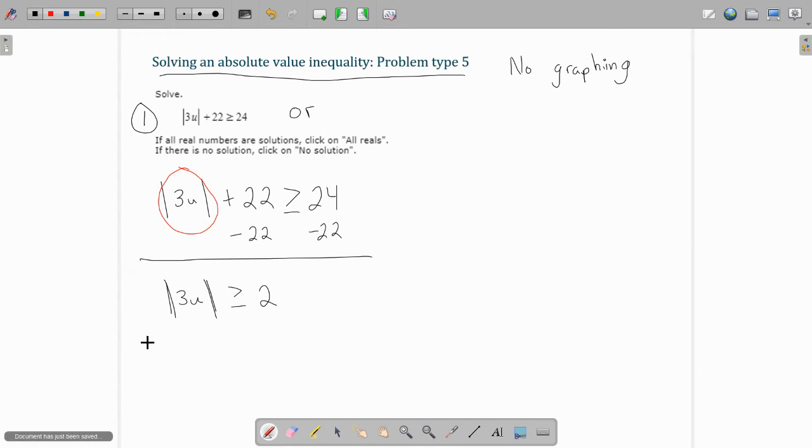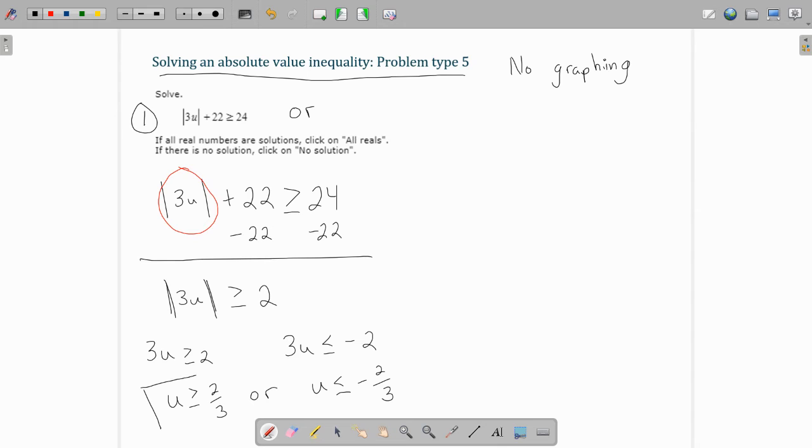So now you make your two equations. 3u is greater than or equal to 2. 3u, we flip the inequality and change this to the opposite, so negative 2. So divide by 3, u is greater than or equal to 2/3, or u is less than or equal to negative 2/3. And this is an easier problem. These won't always be exact opposites. It just happens here. So this is what would go in. No graphing here.